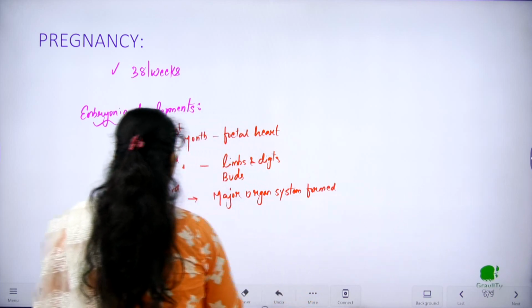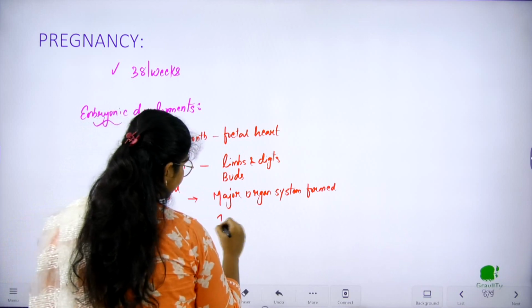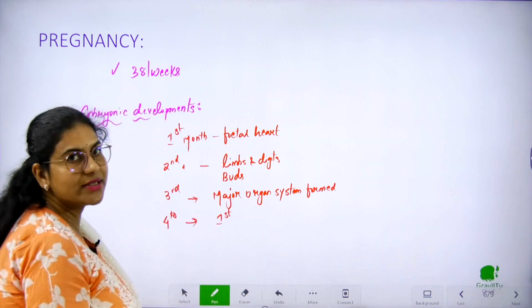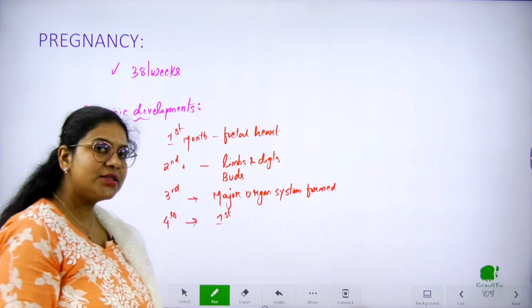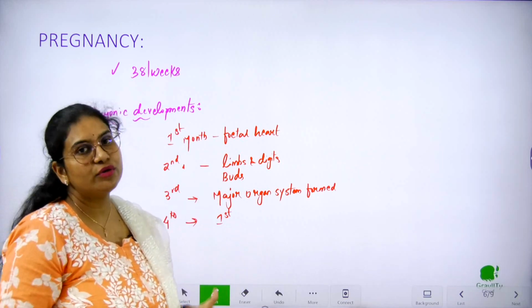And by the end of the fourth month, the first fetal movements can be felt. It's not seen. The fetus will start moving as soon as it is formed. Once the limbs and digits are formed, it can start moving inside, but the size of the fetus is too small. The mother cannot feel it externally.